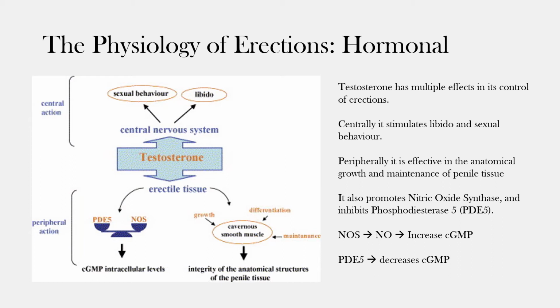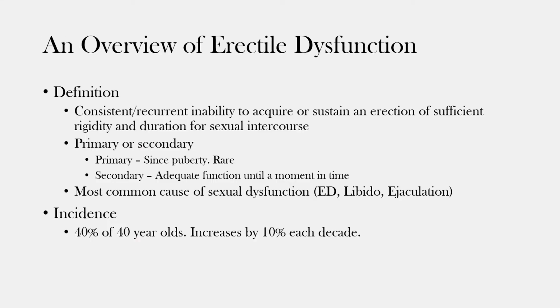Okay, so that's an overview of the physiology. Let's go through dysfunction, erectile dysfunction. So the definition is a consistent or recurrent inability to acquire or sustain an erection of sufficient rigidity and duration for sexual intercourse. This can be both primary or secondary. Primary is since puberty and is quite rare. That is when a young boy going through puberty and becoming a teenager is just never able to have an erection.